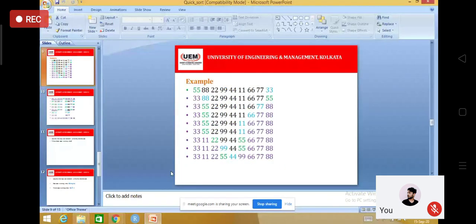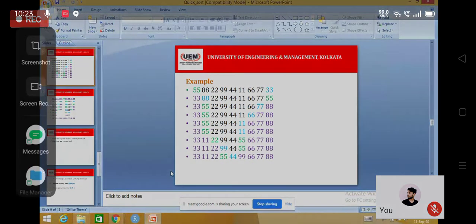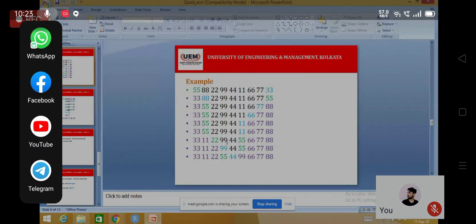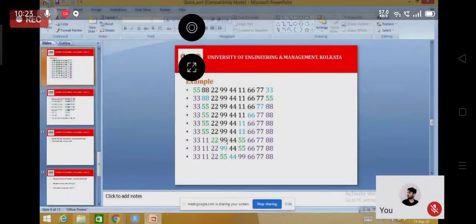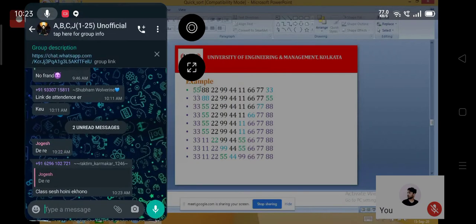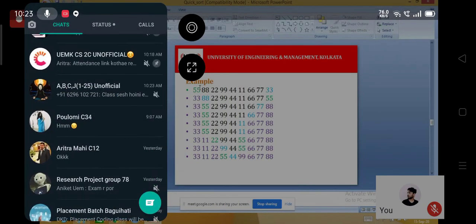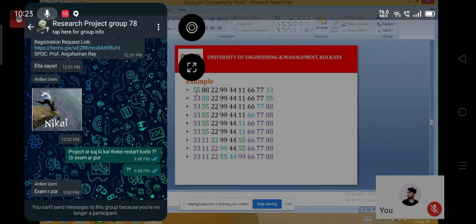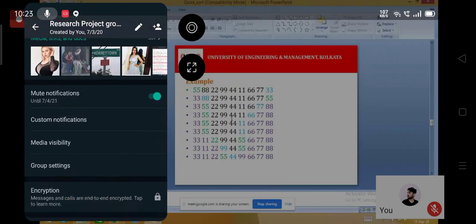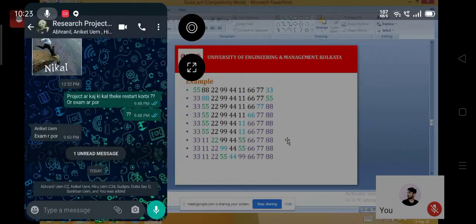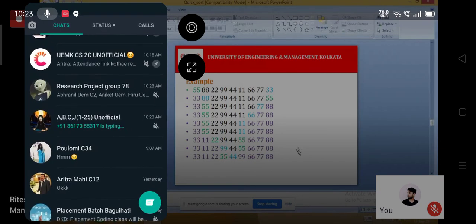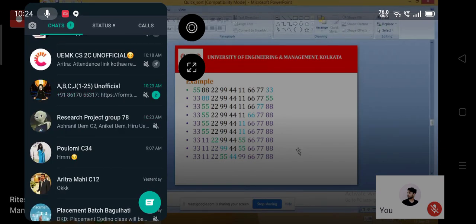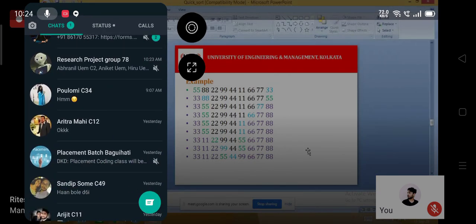Ma'am, in this one, we are just selecting the pivot point at random, right? Yes, random. And we have started with 55 for this particular algorithm. So pivot 55 is constant throughout the algorithm, that is, for the first pass, 55 is constant as your pivot element.